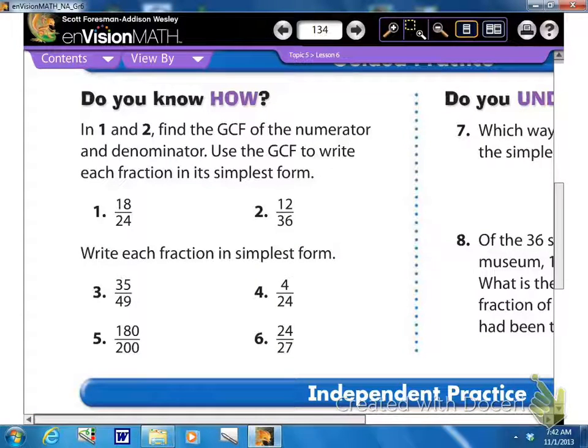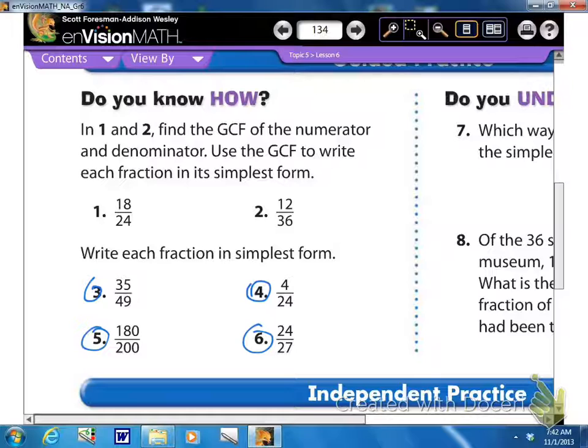Okay, so I'm looking at the guided practice on page 134, and I'm going to do number 1 and 2 with you, so make sure you're taking notes, and then I want you to go ahead and do 3, 4, 5, and 6. So pause me and go ahead and try to do number 1 and 2. It says, find the greatest common factor of the numerator and denominator, and then use it to write each fraction in simplest form. Okay, pause it and see if you can do it, and then come back and see what I do.